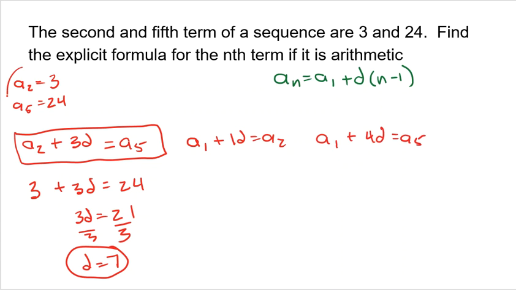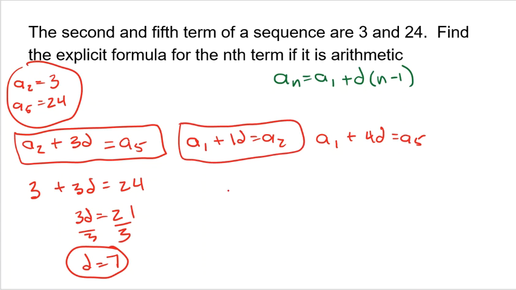Again, I know the second and the fifth term, so I could use either one of them, but I'm going to go ahead and use this one right here. That is for the second term. So again, the first term plus 1 difference, but wait a minute, I now know what the difference is. It's 7, so 1 times 7 is 7, equals the second term of 3. So subtract 7 over to the other side, and I get that the first term is -4.